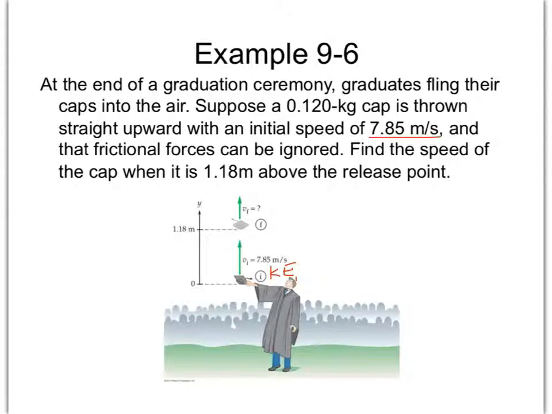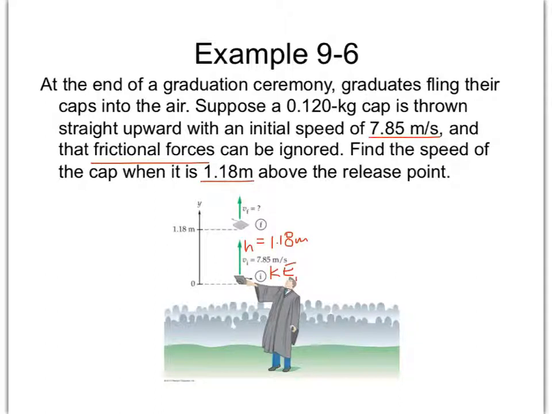We also say that frictional forces can be ignored. That's good news because frictional forces are non-conservative forces. That means they take energy out of the system that you never get back. So the question is, what is the speed of the cap when it is 1.8 meters above the release point? So it has been displaced upwards, or the height is 1.18 meters.